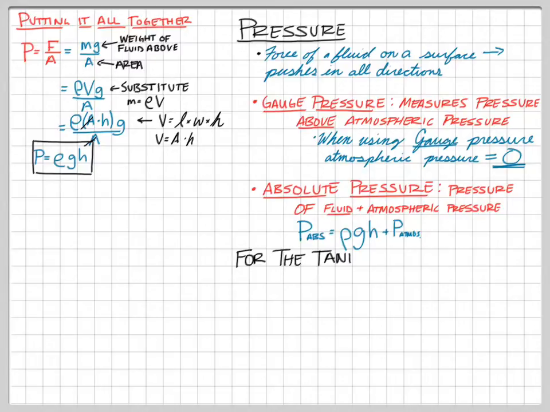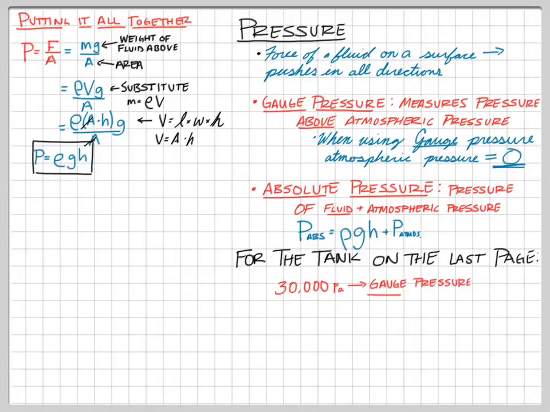So for what we did on the last page, for that tank, the gauge pressure at the bottom is 30,000 pascals. That's just what we got from the fluid. That's our gauge pressure. But our absolute pressure is the gauge pressure, 30,000 pascals, plus 100,000 pascals of atmospheric pressure, giving me 130,000 pascals as absolute pressure. Gauge pressure, absolute pressure.